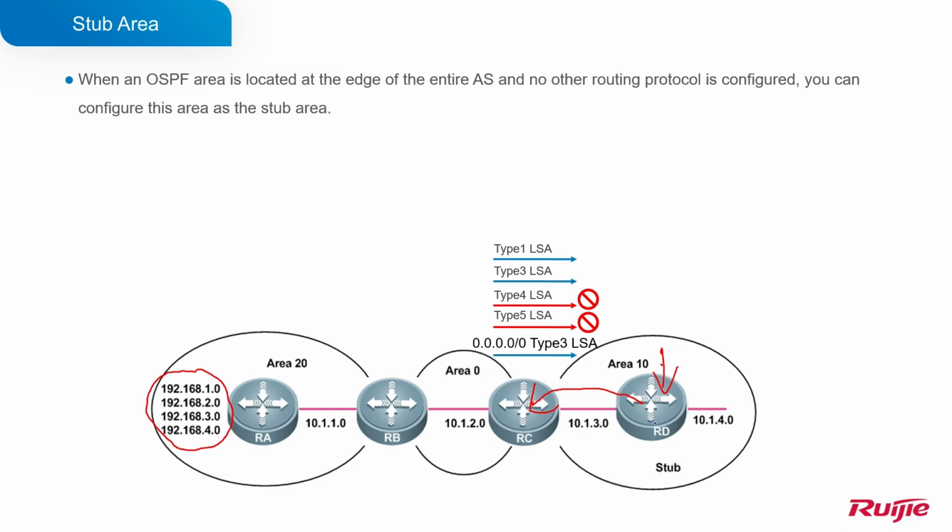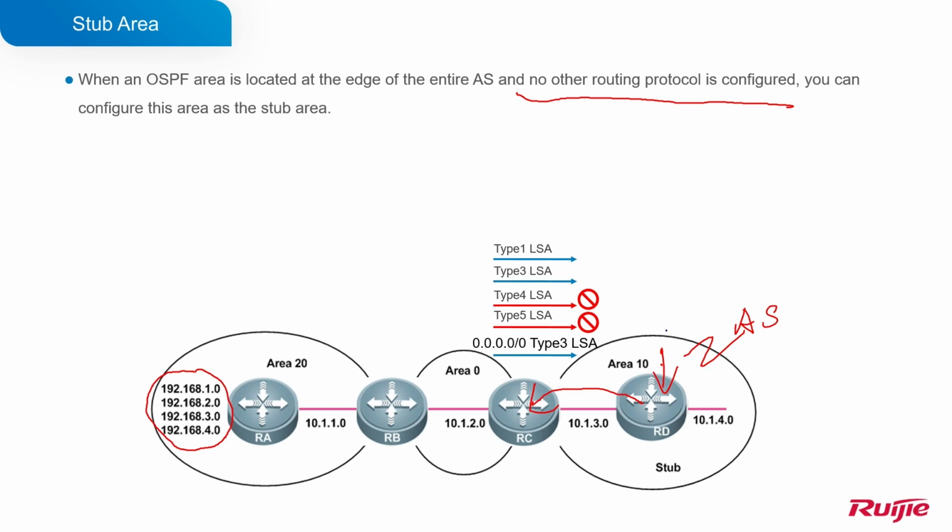Now, for this scenario, we can set area 10 to become the stub area, because for RD, we just have one exit, right, to access other areas and the external network. And no other routing protocol is configured. So what does this mean? It means if we set this area to become the stub area, we can't connect this area to another AS or enable another routing protocol on the stub area, so we can't do redistribution on the stub area. So we can't learn the external network information through the stub area.